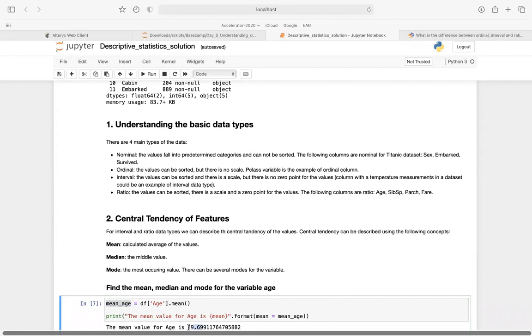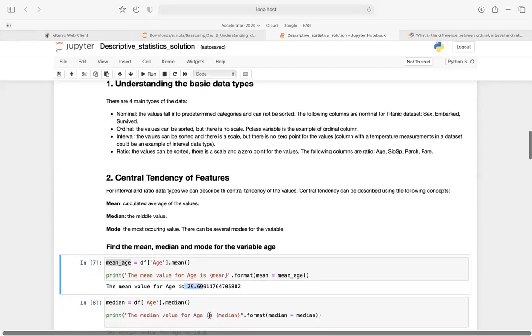So can we quickly make any observation about how the passengers would have boarded the Titanic? It seems that the majority of the passengers were young, around the age of 30. Can we say that the majority of the passengers were young passengers around 30 years of age, right?